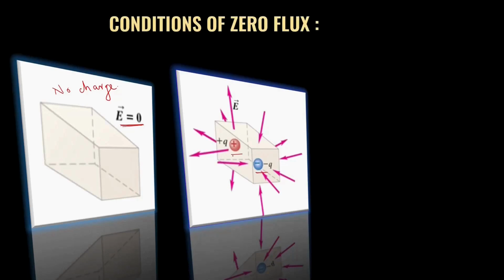Next, second situation: if a certain amount of charge is present inside the container, the necessary condition is that the same amount of positive as well as negative charge should be present so that the total charge present inside the container becomes zero. Then also we will have a condition of zero flux. Why is it so? Because due to a positive charge, whatever field lines leave the surface, the same field lines will enter the surface due to the negative charge, since their magnitudes are the same. So this particular situation will contribute towards the zero flux.